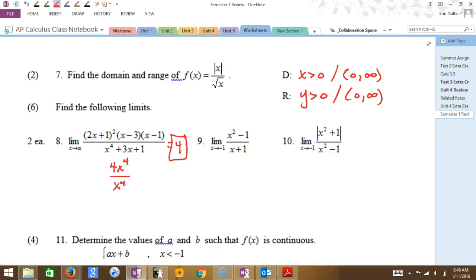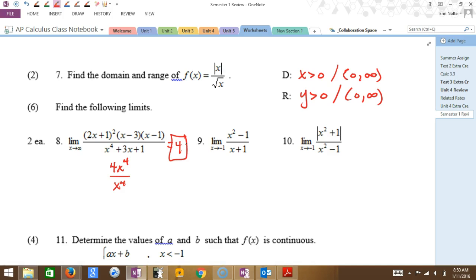Okay, what about question 9? How do I do this one? This one is going to -1. What do I do? Okay, so if I plug in -1, I end up with 0 over 0, which is a hole, so that means the limit exists. So how do I do it?